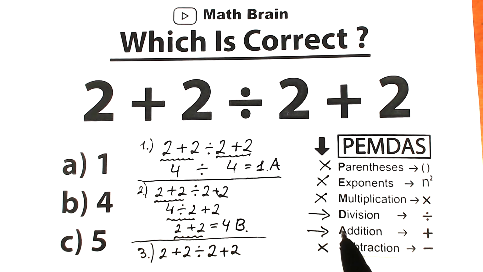So division has a higher position than addition. So it implies that division is our first step. We need to do everything with division signs first, and the second step is the addition part. Okay, so let's look at it.